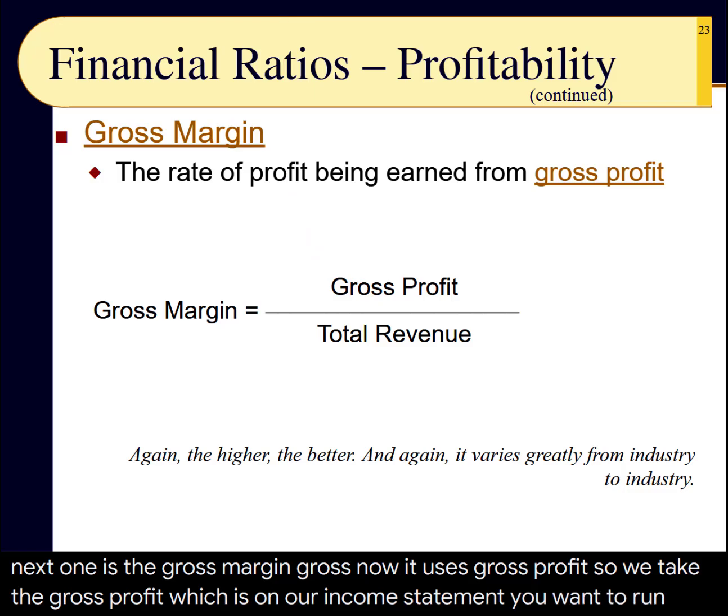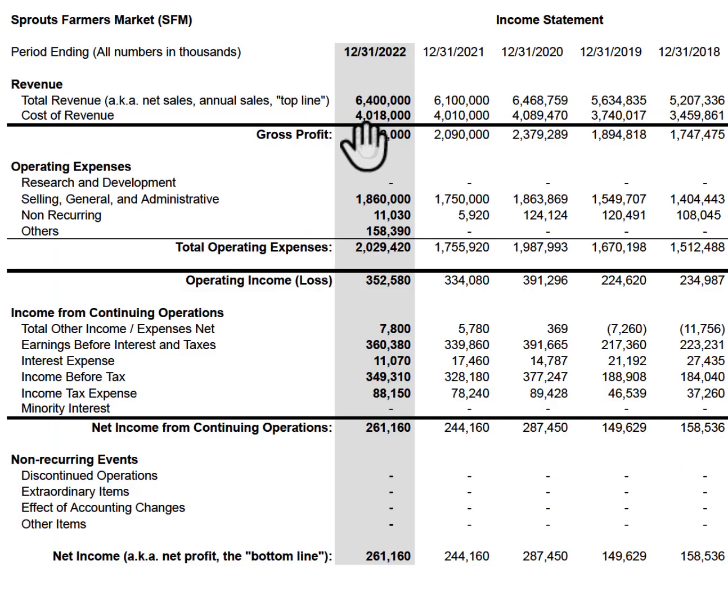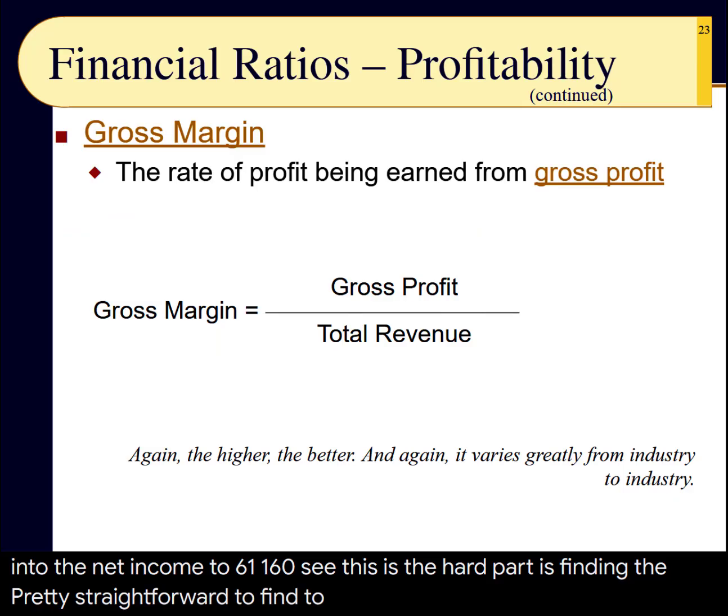You want to go into the gross profit there? There it is, 238,000. And we divide that into the net income, 261,160. See, this is the hard part. It's finding the numbers. And then once you've found the numbers, it's pretty straightforward to do the calculation.